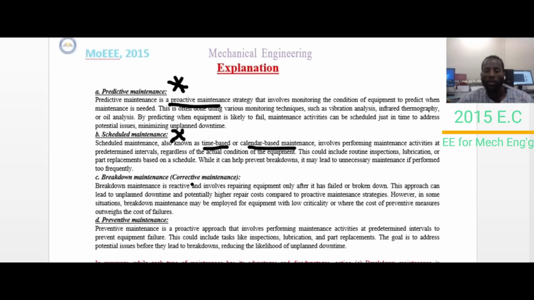The other is breakdown maintenance, which is usually what we call corrective maintenance. So when you say breakdown maintenance, it is corrective maintenance. Corrective maintenance is the type of maintenance which is performed after the happening of some breakdown or some failure on the machine parts. And preventive maintenance is a proactive approach that involves performing maintenance activities at predetermined intervals to prevent equipment failure. This is also proactive maintenance. So the others are all proactive maintenance types. So this is the corrective maintenance type.